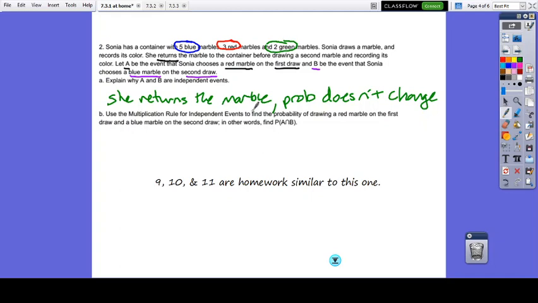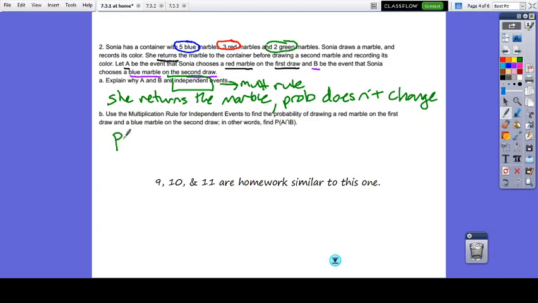If you imagine that she didn't return the marble, when you draw the first one, you now only have 9 marbles left for the second one, which means that these would not be independent events. But by returning it in this case, they stay independent. Since we know that these are independent events, I'm going to use that fact to use the multiplication rule for independent events to find the probability of drawing a red marble in the first draw and a blue marble in the second draw. In other words, find the probability of A intersect B.